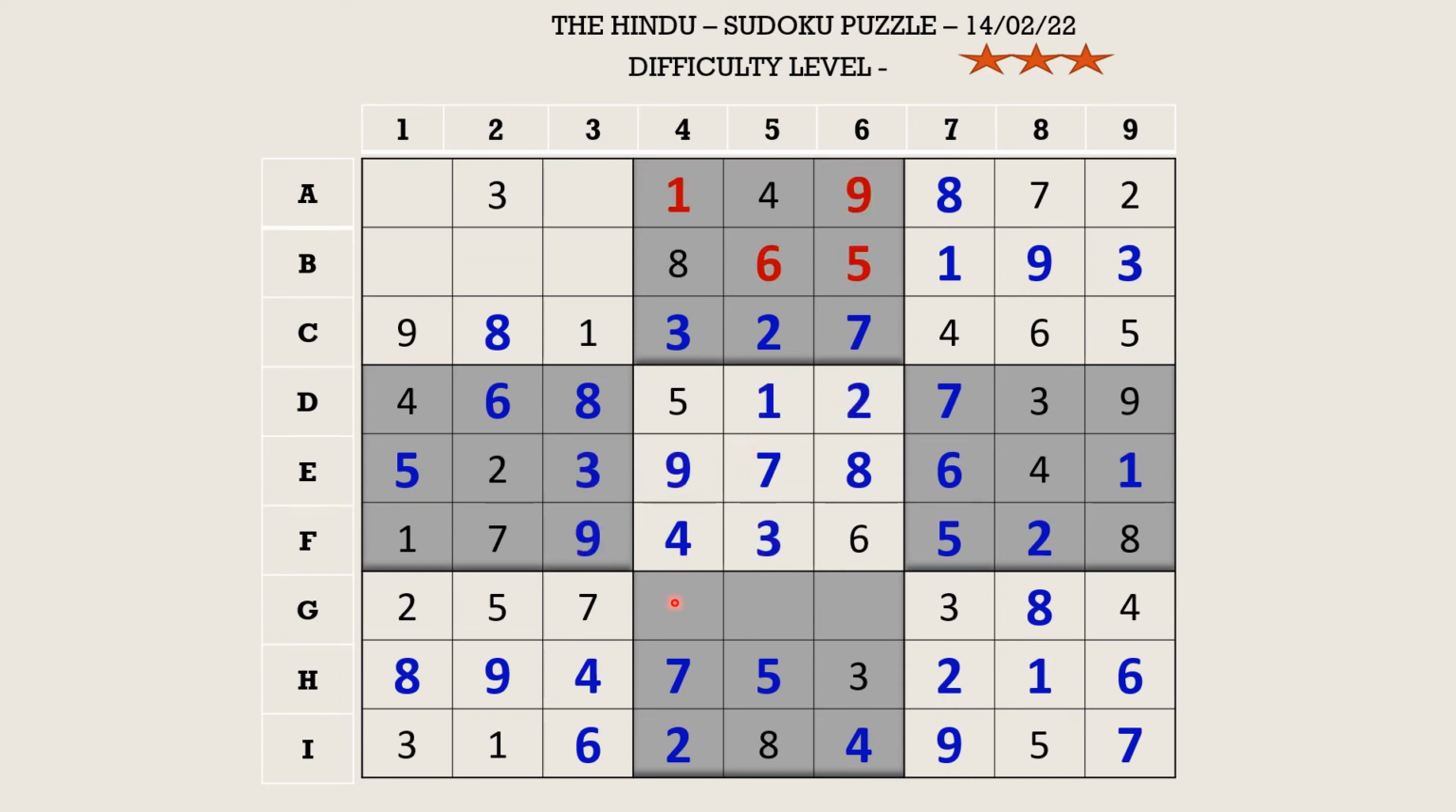Let's try to fill these three empty cells in the eighth block. The missing numbers are 1, 6 and 9. There is 1 and 6 in fifth column which blocks this cell. So G5 takes 9. The missing numbers are 1 and 6. There is a 6 here in sixth column. So G6 takes 1 and G4 takes 6.